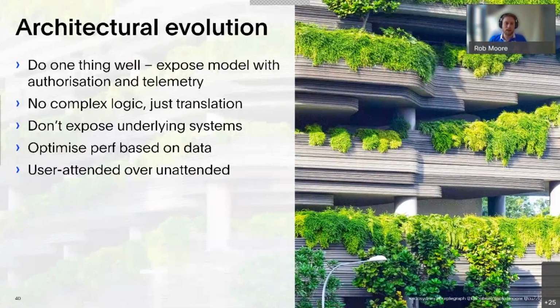We just add translation. So be it a database or a REST API or blob storage or whatever it might be, we just want really simple code that takes the data, translates it into the model, and that's it. If there's anything else, we would pull it out into a separate API. We also want to make sure that we don't expose details from our underlying systems because we want to be exposing a model that describes the business.